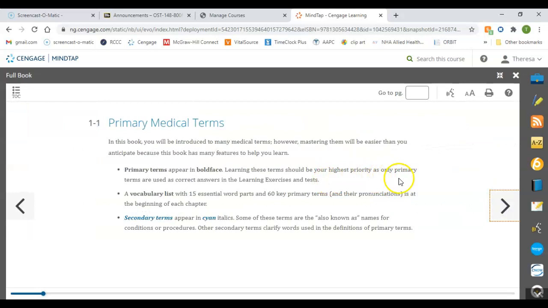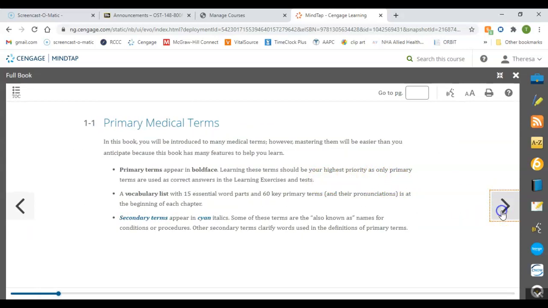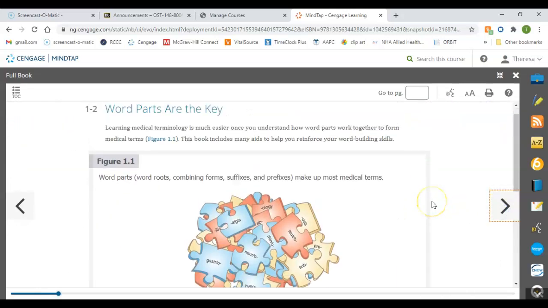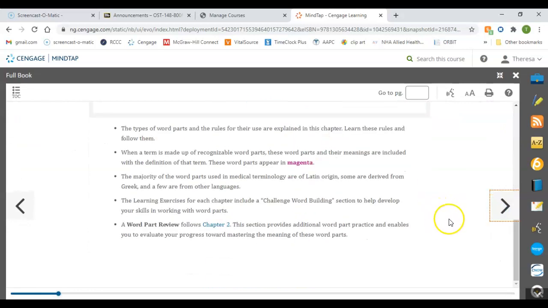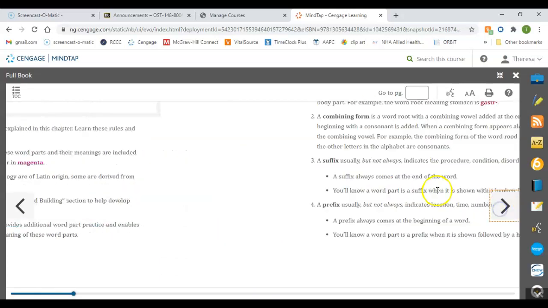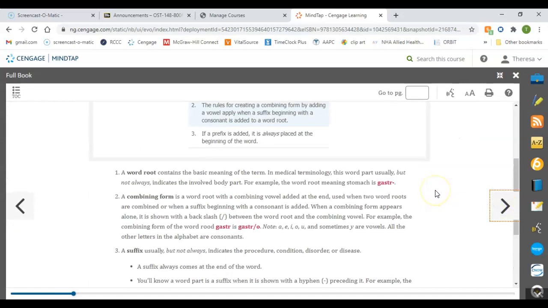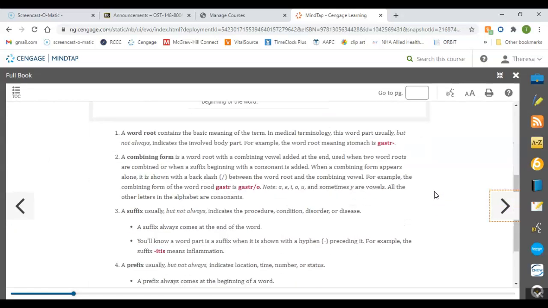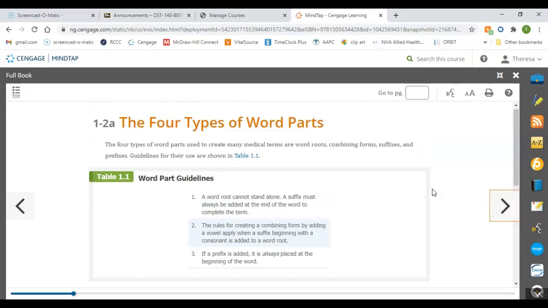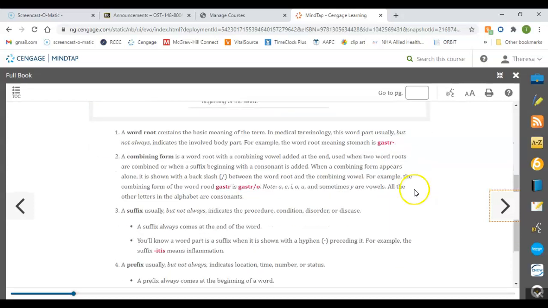And it talks about your terms and how to look at these things. And knowing your word parts is going to make or break you in this course. You need to know those, because without it, you can't figure it out, okay? So there are 4 types of word parts. You have the word root, which has the basic meaning of the term. And in the example, it talks about the word root for stomach is gaster. So that's the main term.